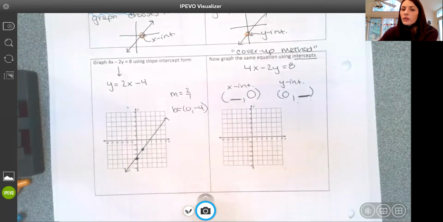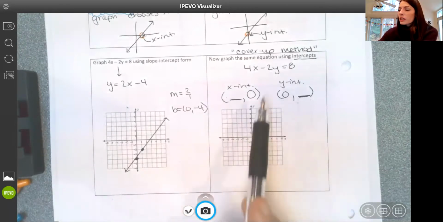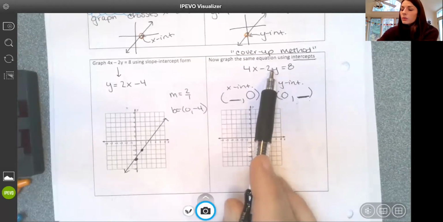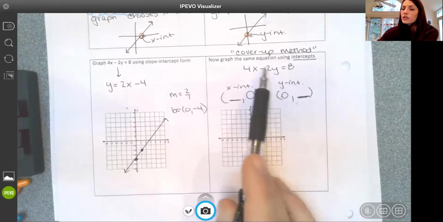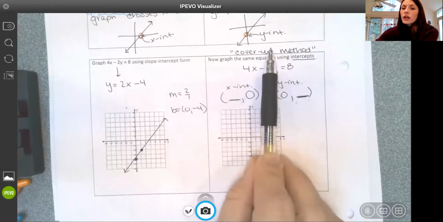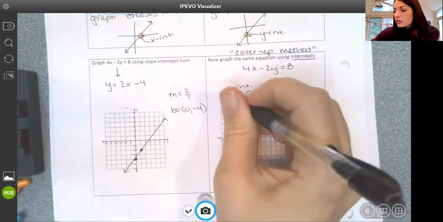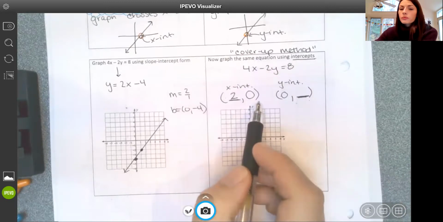And so I call this the cover-up method because what happens when I plug in, like for this first one, when I plug in 0 for y, well, -2 times 0 is just 0. It zeroes out. And so what I do is I just cover it up. And I say, well, if I zero out y, then it leaves me with 4x equals 8. And I just need to divide by 4, and I would know that x equals 2. So my x-intercept is at 2, 0.